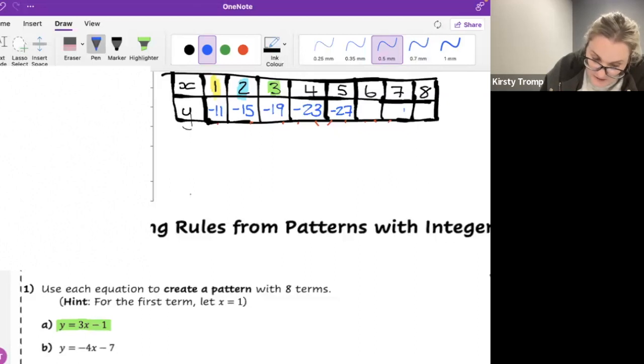Next one? Negative 6 times negative 4 is 24, minus 7 is 31. Negative 31. Good, what's the next one? Negative 4 times 7 is negative 28, minus 7 is negative 35. Good, and what's the last one? 8 times negative 4 is negative 32, minus 7 is negative 39.